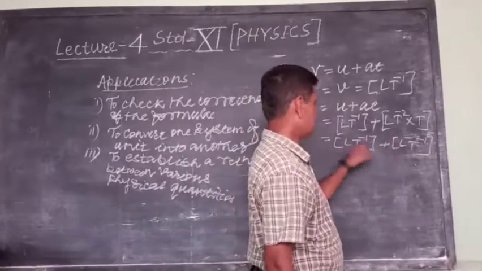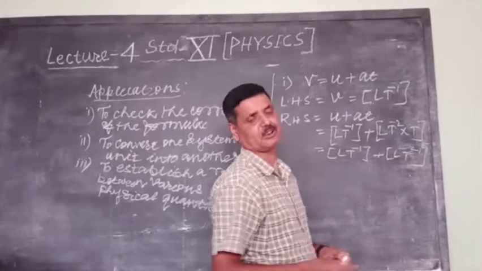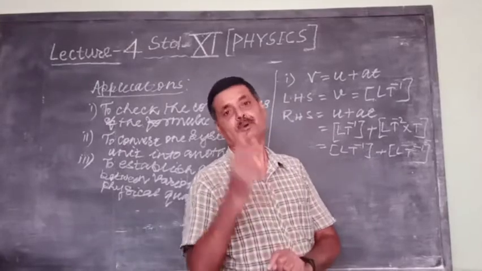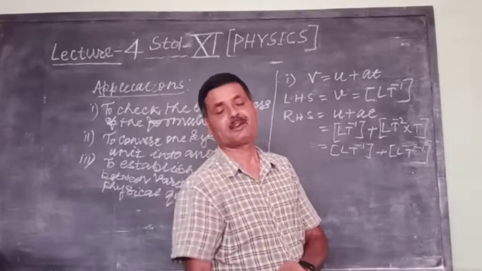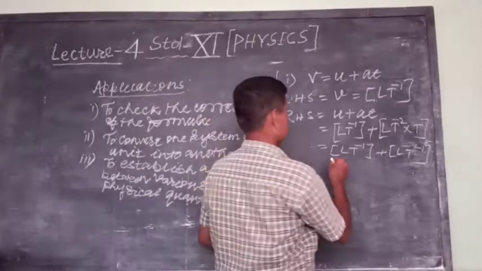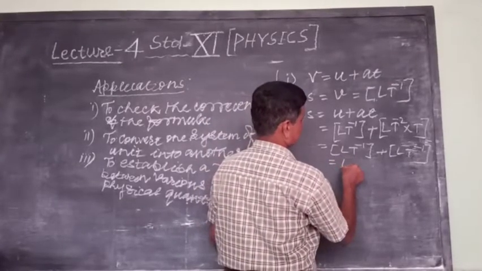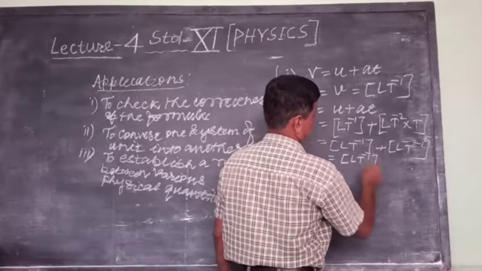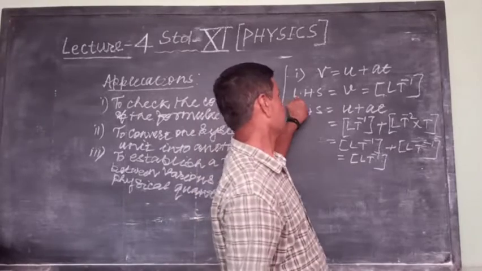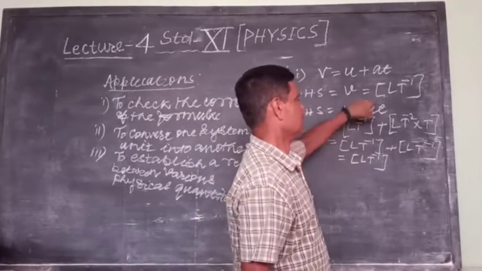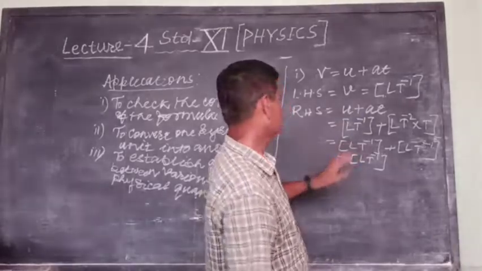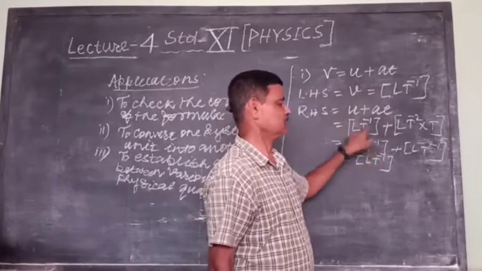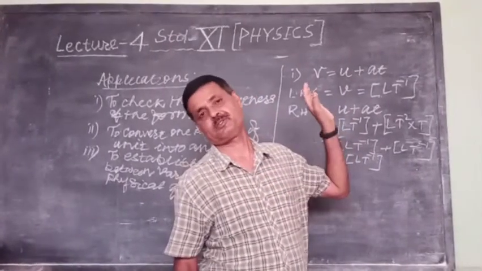The dimensions of both are the same. So this plus this, in mathematics, should be 2 times LT minus 1. But 2 is a number, a dimensionless quantity, so it will be dimensionally equal to LT minus 1. The values of LHS and RHS are both the same, and finally you will write, hence the given formula is dimensionally correct. Okay.